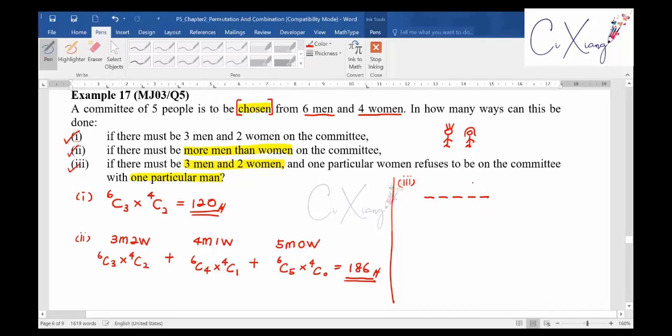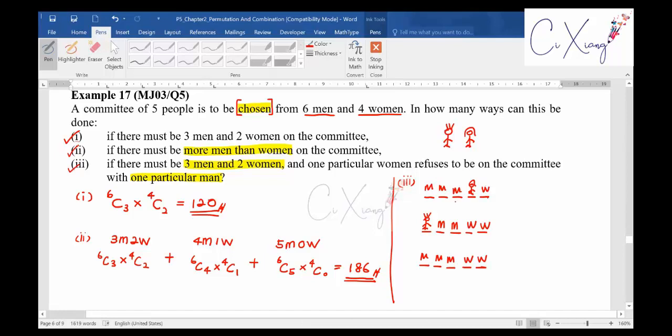First you should have maybe the woman in the committee already. Then that means you have one more woman here, then 3 men here. This is the first case, but the 3 here doesn't include this one. The second case is maybe the man is inside the committee, but the woman is not in. Then the third one is both of them are not in the committee.